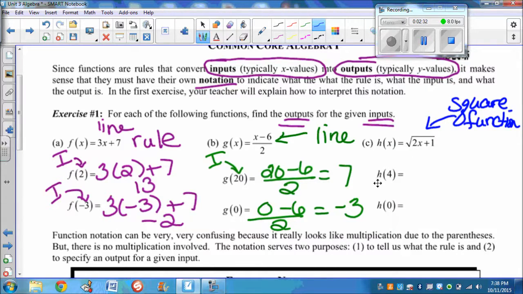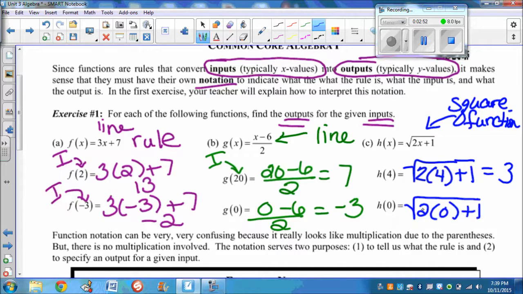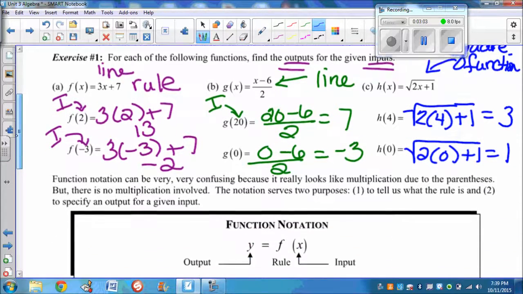You'll see. So h of 4, so that input of 4, says we're going to take 4, multiply by 2, and then add 1 to it. That would give me 8 plus 1, which is 9. The square root of 9 is 3. And then what if I had an input of 0? 2 times 0 plus 1. So that gives me 2 times 0 is 0, plus 1 is 1. Square root of 1 is just 1. Okay, so those are just evaluating functions.